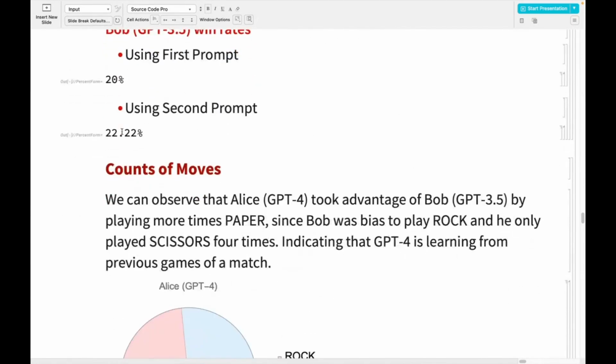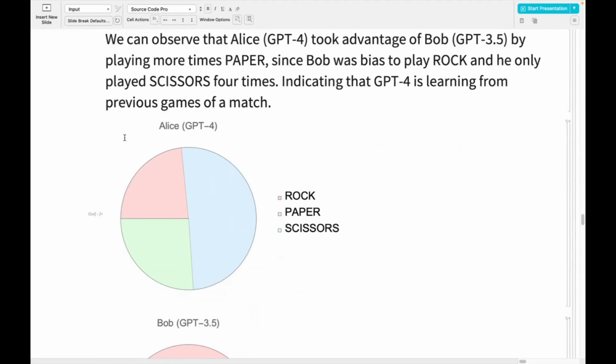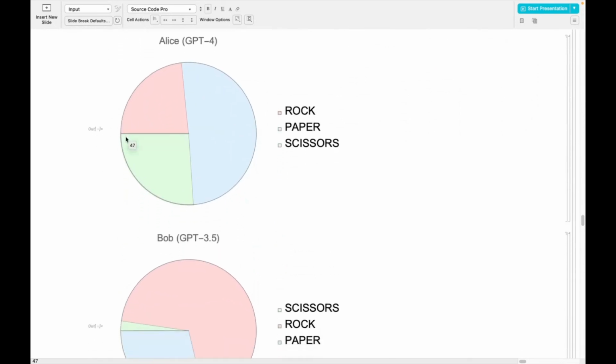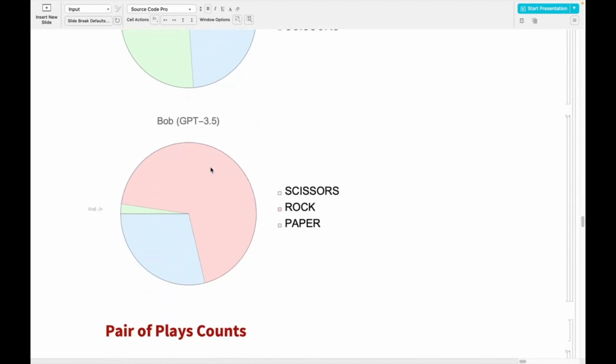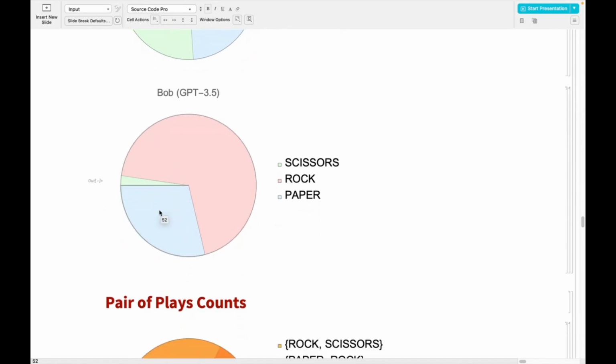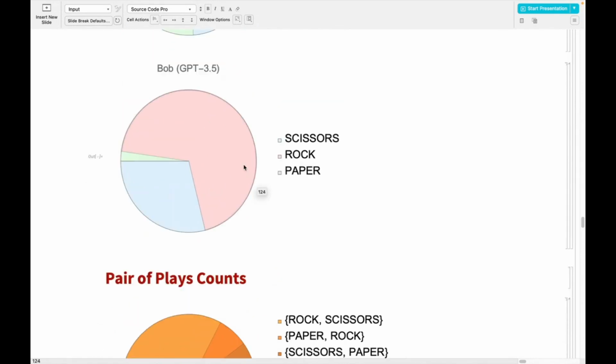And if we look at the counts of the different moves or plays for each player, we see that GPT-4 Alice is playing much more paper, and the explanation is that Bob is not playing scissors at all, almost, just 4 times out of all the different games. So Bob likes rock.